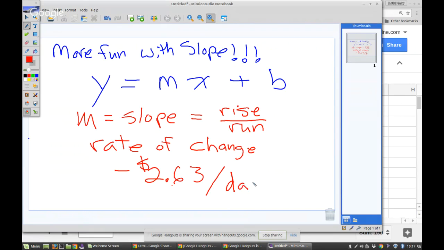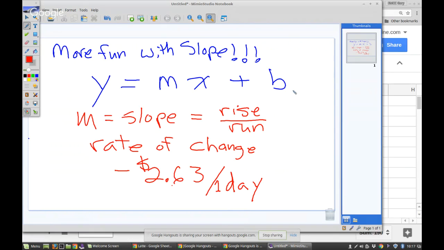So anytime you think about a problem and you think there's a change and it might be a slope, there's 2 things you've got to come up with. You've got to come up with a number, and then what does the numerator of that number mean? What does the denominator mean? So every 1 day, I put a 1 down, we lose $2.63. So that's the slope here. So that's the m in my formula.